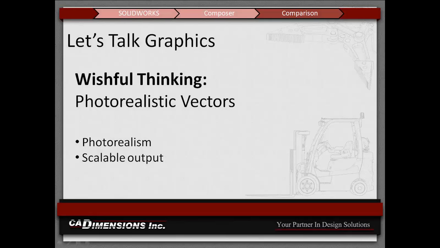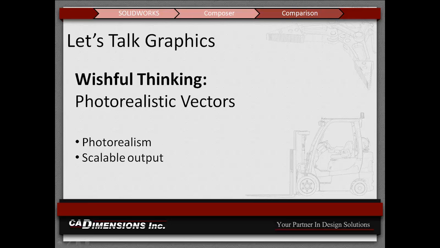So if vectors are so awesome, why don't we just use them all the time? If they're completely flexible in terms of quality and size, why don't we just always use vectors? And that's really the wishful thinking of it. We would like a photorealistic vector of whatever we want, because that would give us essentially a realistic image of whatever we need, and we could make it any size we want, at any time we want it, at any quality we wanted it, and be able to create that image.